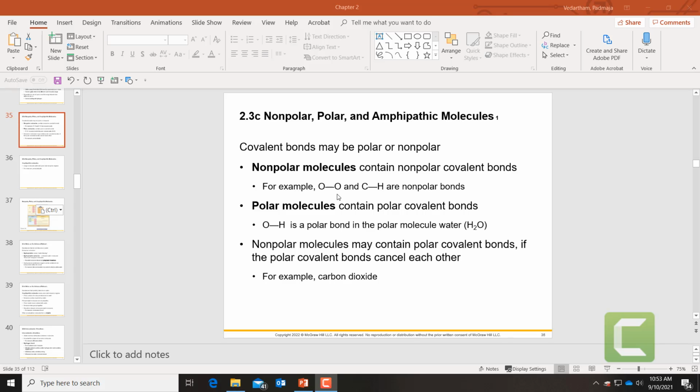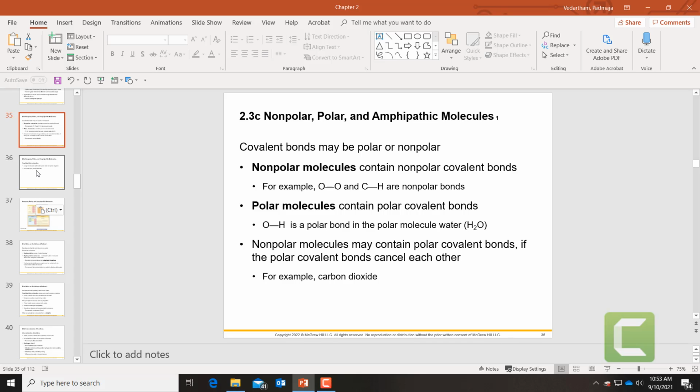And we also saw in water, where we have oxygen and hydrogen within a water molecule, that's a polar covalent bond, where at any given point of time, oxygen is trying to snatch the electrons to itself because oxygen is the most electronegative, right? It has more pull because of its 8 protons over the 2 protons that the hydrogen has. So nonpolar molecules may have polar covalent bonds. For example, carbon dioxide, where the bonds cancel each other out.